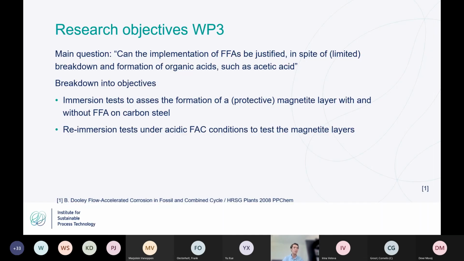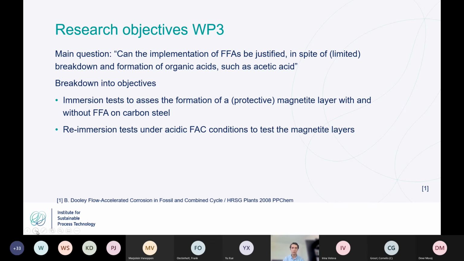Luckily, besides OT, there's another way to mitigate corrosion, as told before, FFA, namely OLDA or octadecylamine ODA. Their properties can be used to cover the surface and in that respect protect against corrosion. But as told before, these film-forming compounds can also disintegrate or hydrolyze into corrosive products, which brings us to the main question. Can the implementation of film-forming amines be justified in spite of the limited breakdown and formation of organic acids, such as acetic acid? And this was broken down in this work package into two objectives. First of all, immersion tests to assess the formation of a protective magnetite layer with and without the film-forming amines on carbon steel. And then subsequent re-immersion tests under acidic FAC to test the magnetite layers.